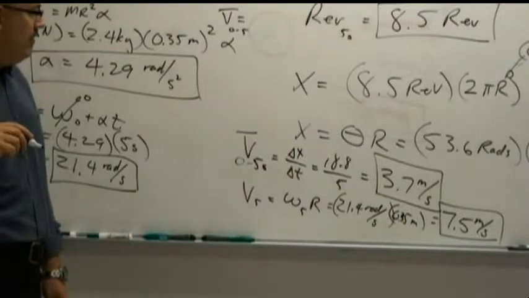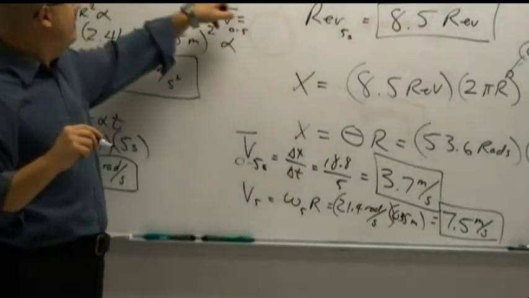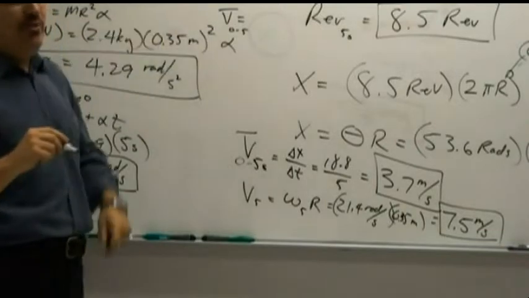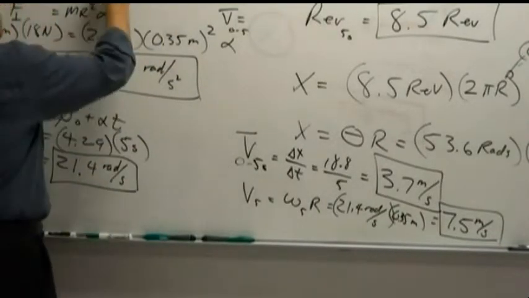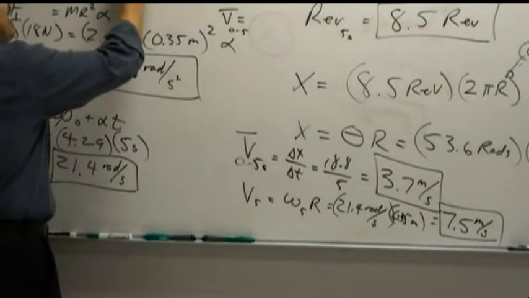1.5? 7.5 divided by... oh, wait, 5. No, not 7.5 divided by 5. No. 3.75. Average velocity is change in x over change in time.